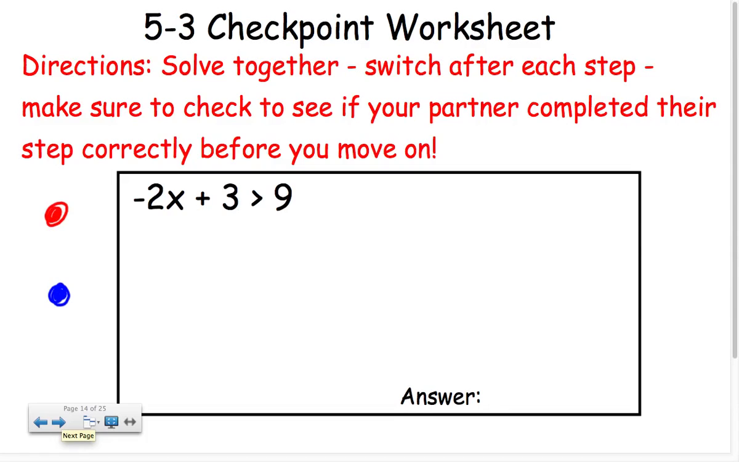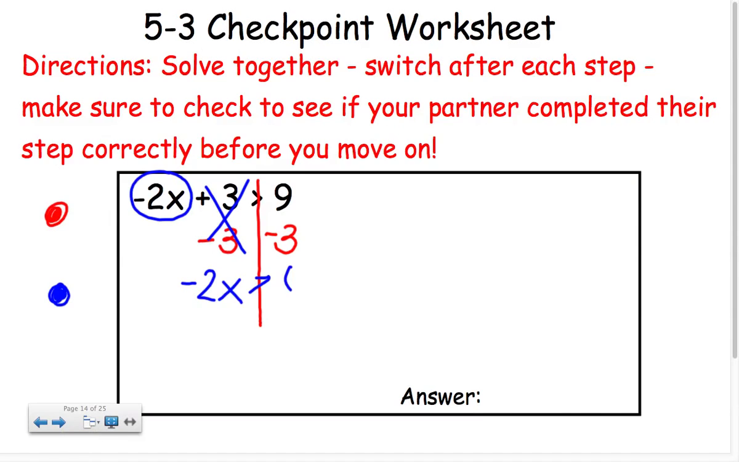So if I'm red, I would start by doing train tracks. My partner then could circle my couple. Then I would subtract 3 on both sides. And then my partner would bring down what I'm left with. Then I would divide both sides by -2.